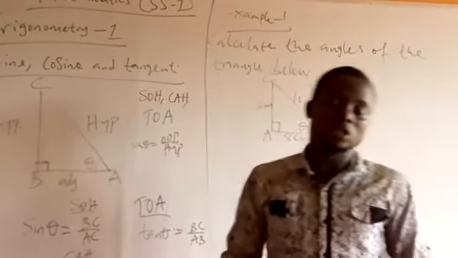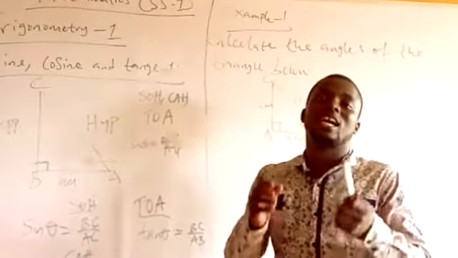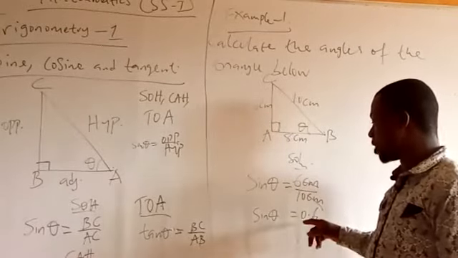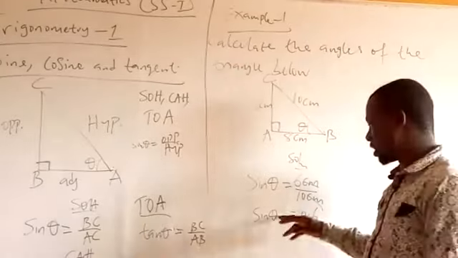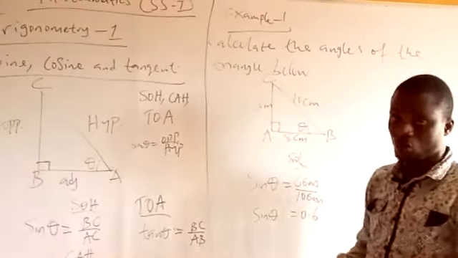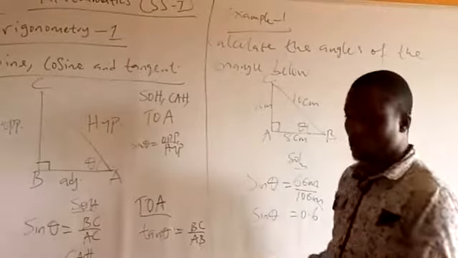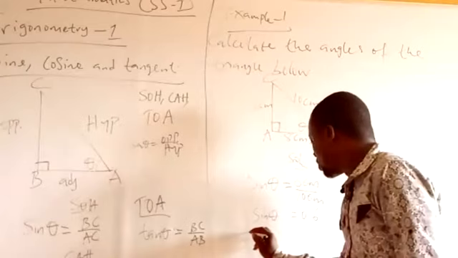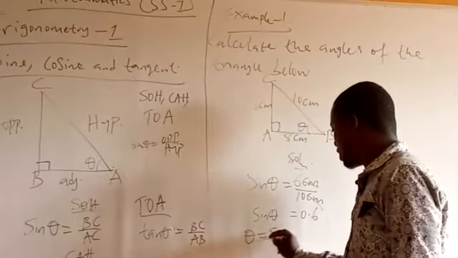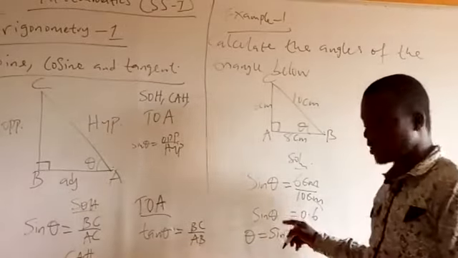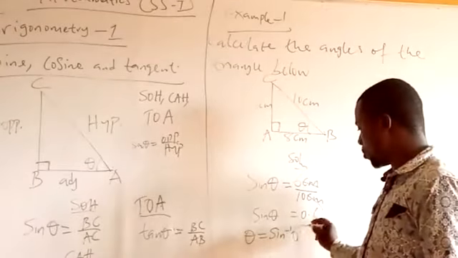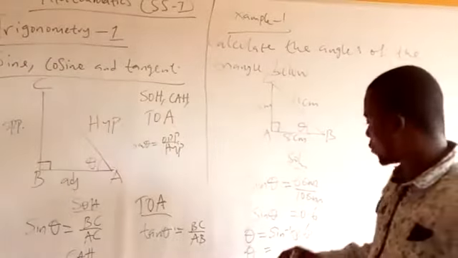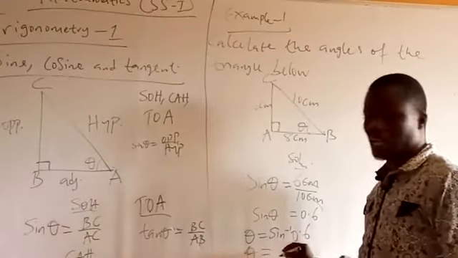Either you go to your 4-figure table or you use a calculator to get the value of theta. Go to your 4-figure table, check the angle that has 0.6. That is the answer for what? Theta. The value for theta that is unknown. Or otherwise, use a calculator to take the sine inverse of this very angle. So theta becomes the sine inverse, or you call it arc sine. The sine inverse of what? 0.6. So your calculator will give you the sine inverse of 0.6 and the answer will be there.